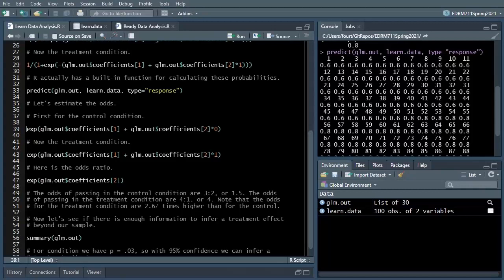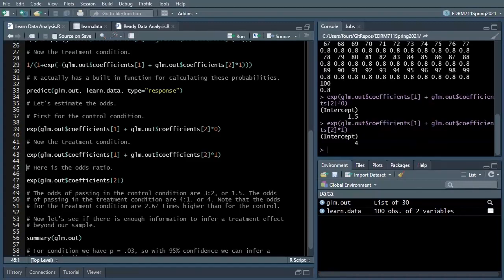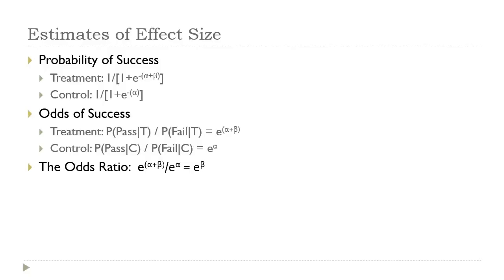So for the control condition, we get the odds of 1.5. Remember, it was 3 to 2. And in the treatment condition, we get 4. Remember, the odds were 4 to 1. The odds ratio is e raised to the alpha plus beta times X, where X is 0 or 1.